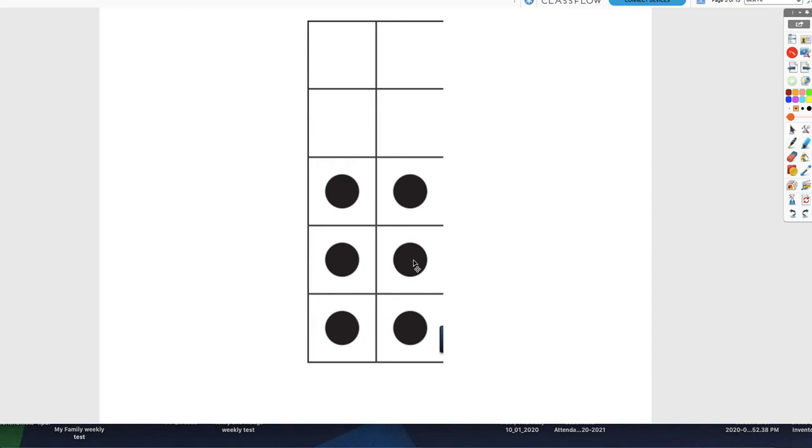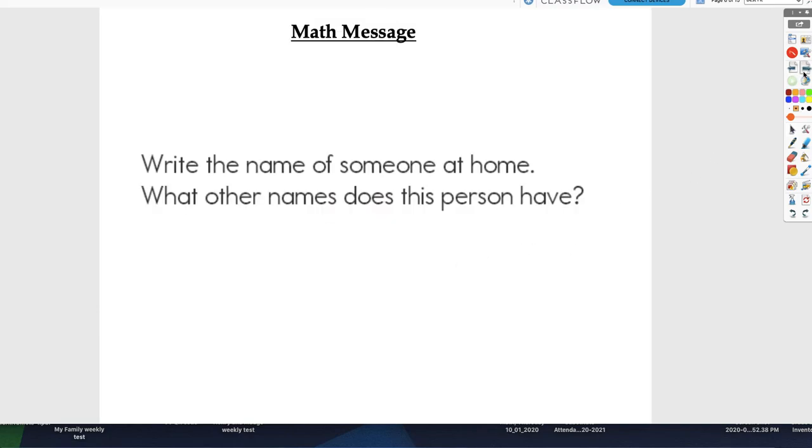Good work. All right. Now, with our math message today, what I'd like you to do is write down the name of someone at home. Even if you're not in your home right now, you can still write down the name of somebody at home. So on your dry erase board, do that first. Write down the name of somebody at home or somebody that would be at your home if they weren't working right now. Because maybe that person is at work. That's okay. Somebody who lives in your house with you. Write down the name of that person. If you're not sure how to spell it, just do it the best you can.